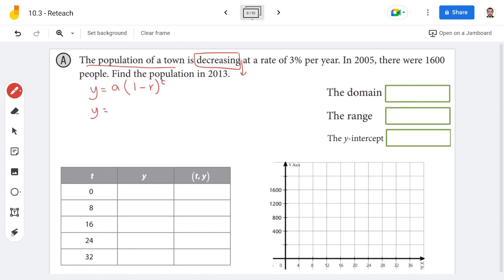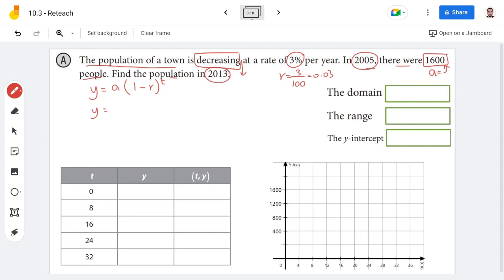Now let's find the values. It's saying at a rate of 3%, so r is 3 over 100, which is equal to 0.03. So this is r. In 2005, there were 1,600, so that means the initial amount of people. Find the population in 2013.